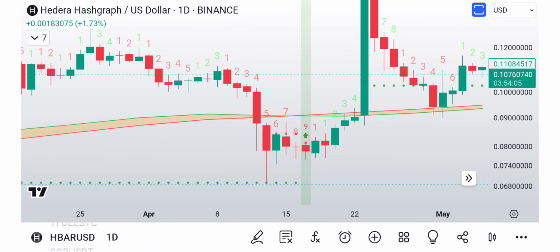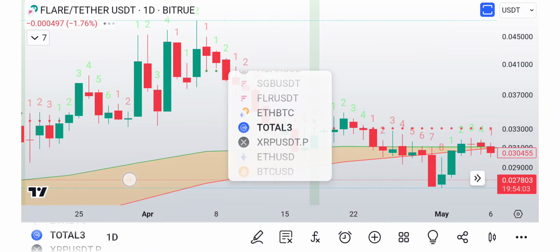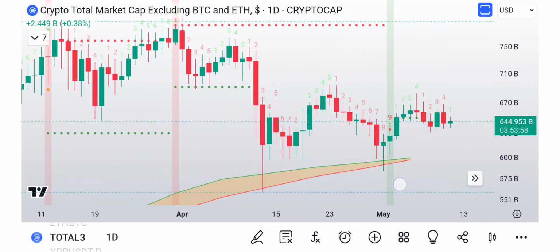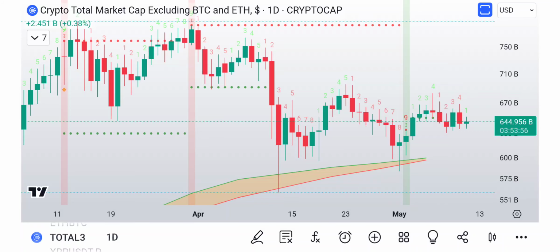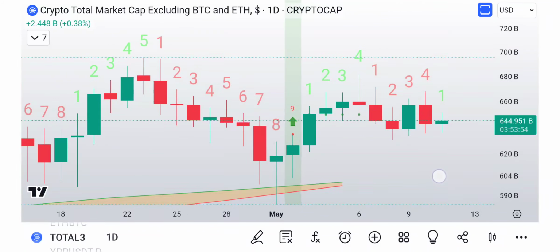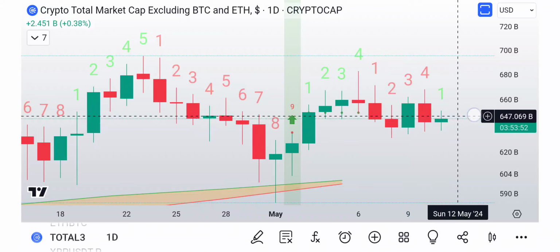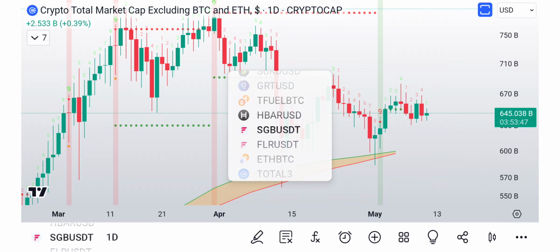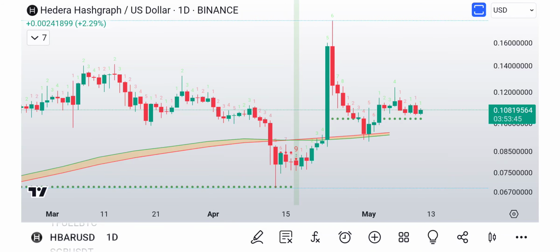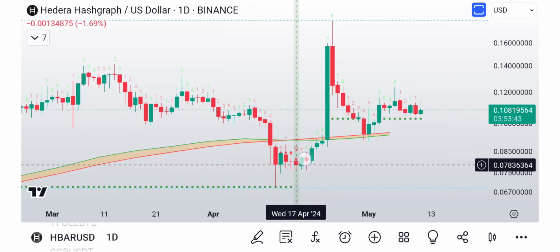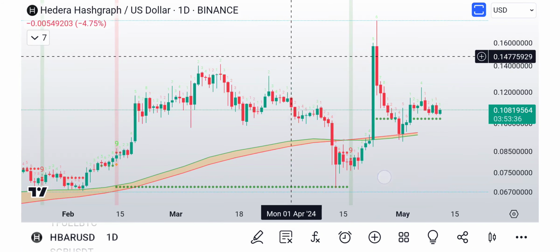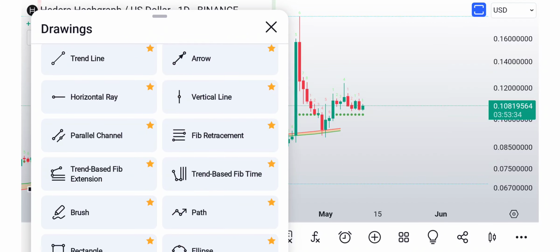That was nice. Did anything else have a daily 9 buy? Let's see. No, it didn't. Right. On Total 3, we had a daily 9 not so long ago, but it seems to be kind of fizzling out. But back to HBAR here, we had a nice 9 here. I think that was the same 9. I'm not sure, I have to look at the date again. But yeah, on HBAR it could be a running flat.